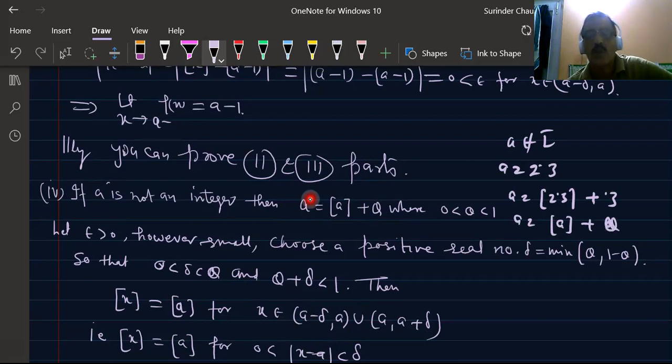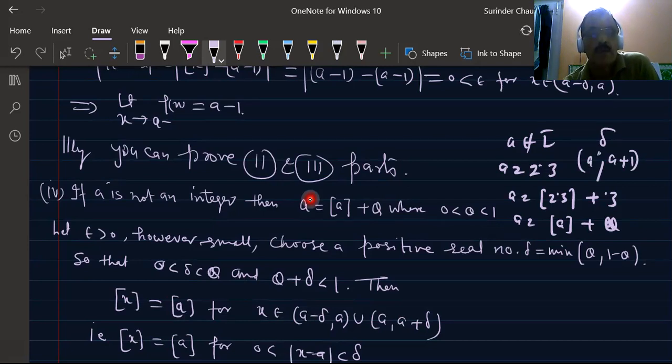Now we are doing this whole exercise just to take the values from the left as well as the right neighborhood of it, because a is not an integer. The whole value lies in the open interval from the integer part to that plus 1. We are taking this theta and choosing delta in such a way that the values of x will lie in the open interval from the integer part to that plus 1. That's why we are deciding the delta in such a way.